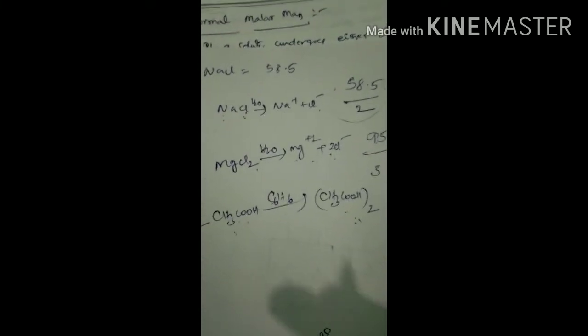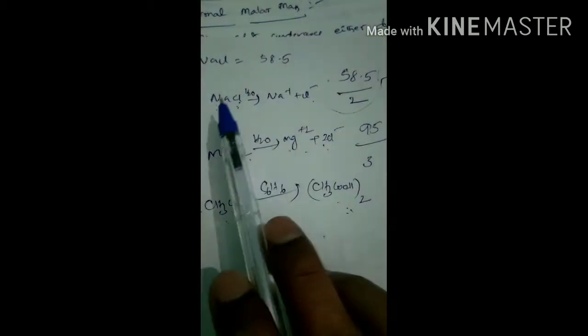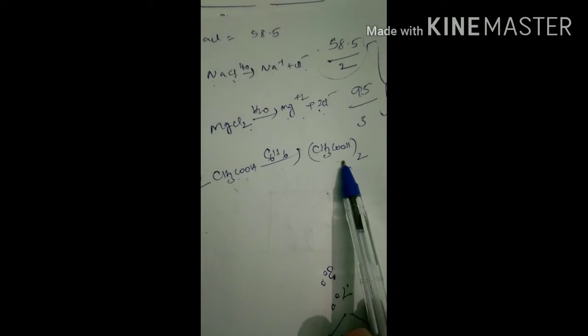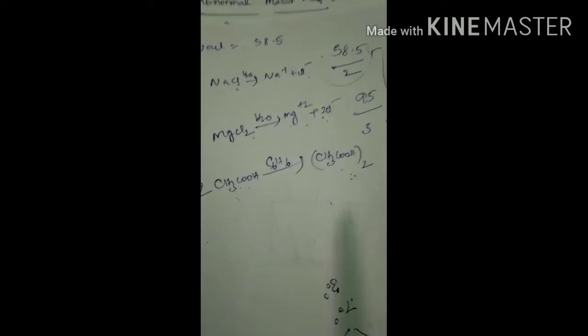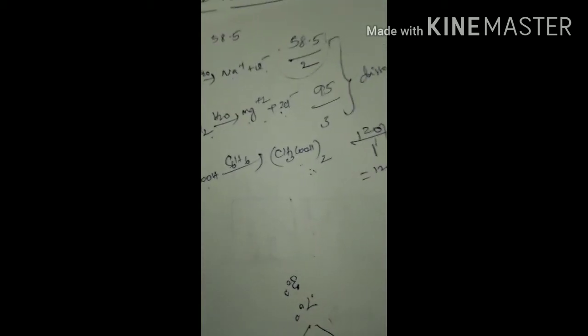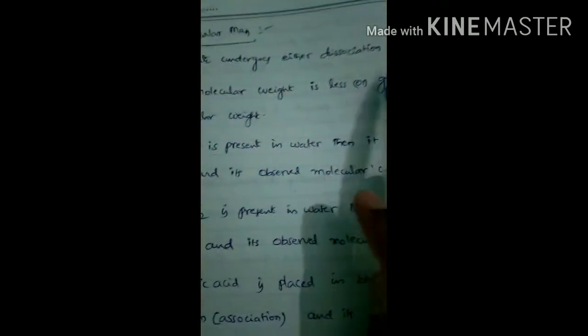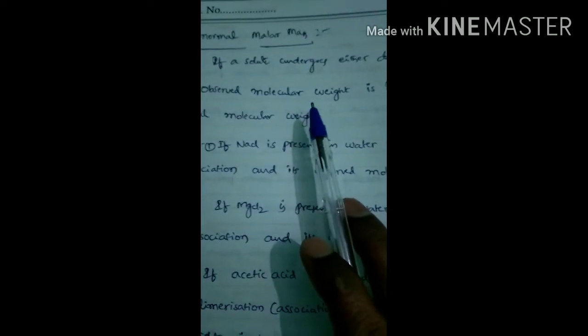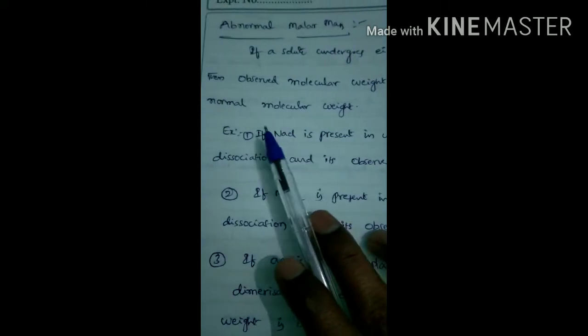I repeat once again, dissociation means if the number of particles increases after reaction. In this case, two particles after, one before. In this case, three after, one before. But here we have only one after, two before. If the number of particles decreases after reaction, that is called association. So the point is, if a solute undergoes either dissociation or association, its observed molecular weight is less or greater than the normal molecular weight.